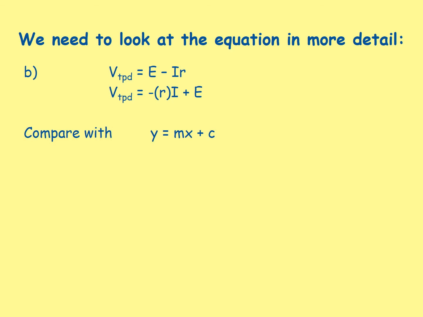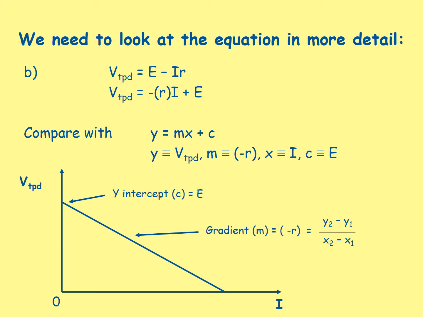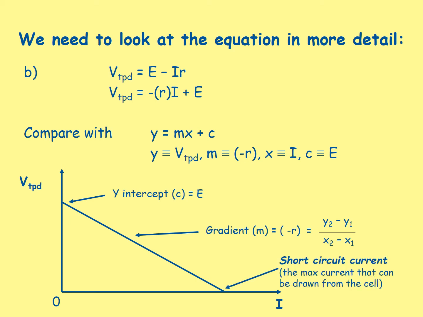We can compare this to the straight line equation, y equals mx plus c. Looking at this, y is equivalent to our terminal potential difference. m is equivalent to minus our internal resistance. x is equivalent to the current, and c is equivalent to the EMF. Here's our graph that we can look at, and you can see that our y-intercept there, which is c, is equal to our EMF at the top left. Our gradient m is our minus r, and remembering back to maths, that's y2 take y1 over x2 take x1. And finally, our short circuit current, so the maximum current that can be drawn from the cell, is our x-axis intercept.